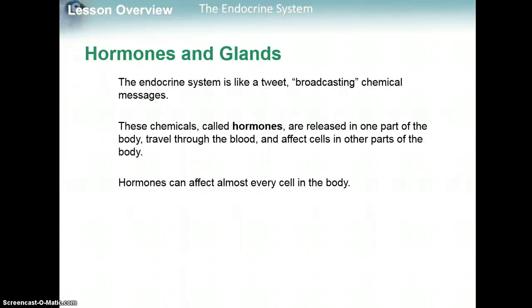The endocrine system is like, again, the tweet. You're broadcasting a chemical message to the whole body. These chemicals are called hormones. They're released in one part of the body, travel throughout the blood, and then affect cells in other parts of the body. So hormones can affect almost every cell in the body.